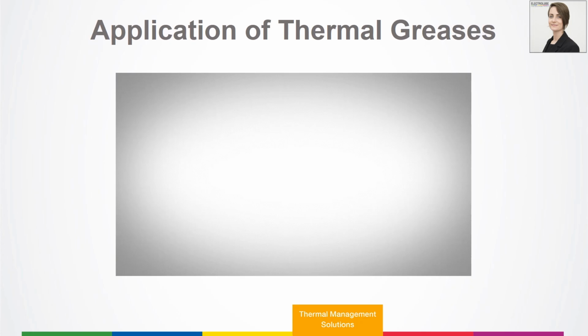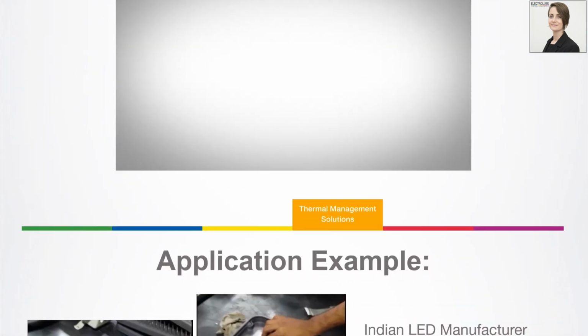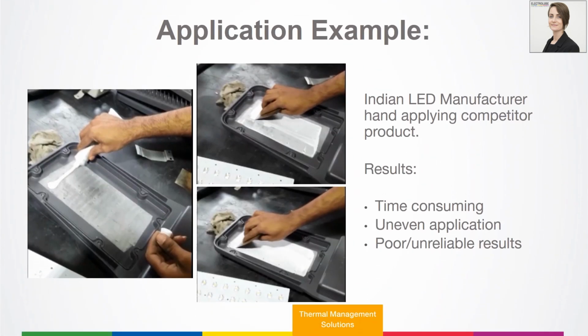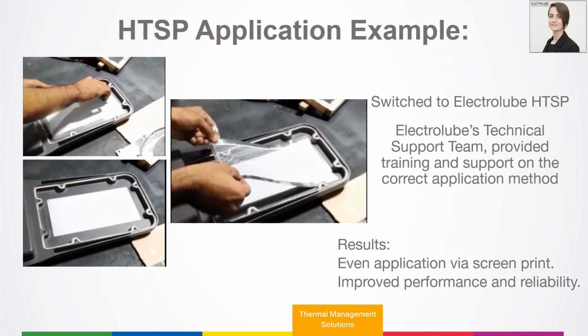So you can see there that that is how it looks when it's finished. An application example here proves the point exactly. So we had a manufacturer of LEDs who was hand applying a competitor product. It was time consuming and they were having to spread the product just using a wide spatula, and it resulted in uneven application and unreliable results. They were basically spreading it over the surface time and time again to try and get it as even as they possibly could. Our Electrolube technical support team went in and provided training on a custom-made screen that controlled the thickness, and you can see how much better the result is there when it's finished.